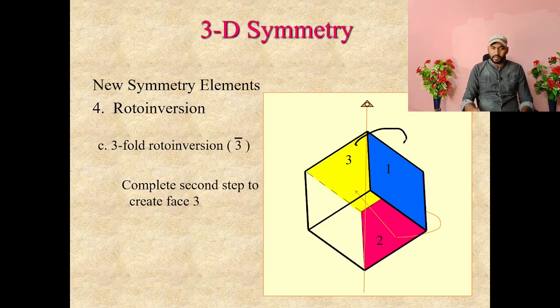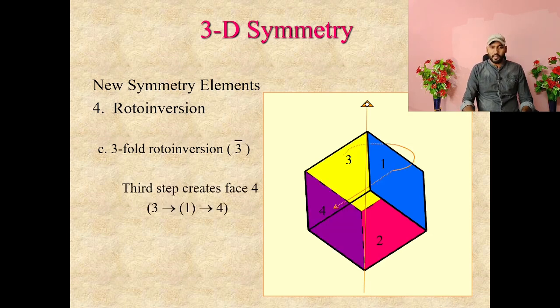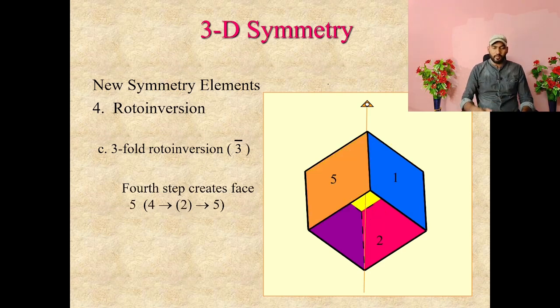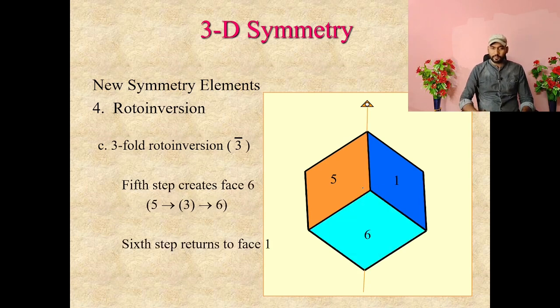Now again we have to rotate and invert. We have rotated 3, it will come to 1, then we invert it, it will come to 4. Now 4, if we rotate, it will come to 2 and then we invert, it will come to 5. Now 5, if we rotate, it will come to 3 and then invert, it will come here to 6. Now if we rotate 6, it will go to 4 and if we invert, it will go back to 1. So we reach the initial position.